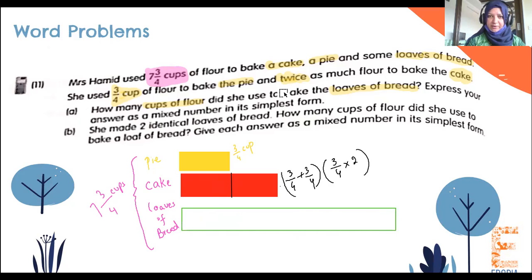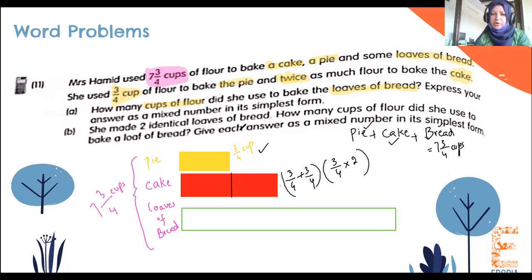Okay, now let's see how we can find the solution. Now we will be working on a solution. We know that these three together make up 7 whole 3 by 4. Like you can say that pie plus cake plus loaves of bread will be equal to 7 whole 3 by 4. So if we know the value of pie and we can find the value of cake, can we find out the value of bread? Yes, we can, by adding these two up and subtracting the amount from the total. We get how much is used for bread.